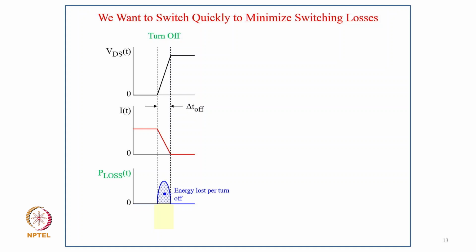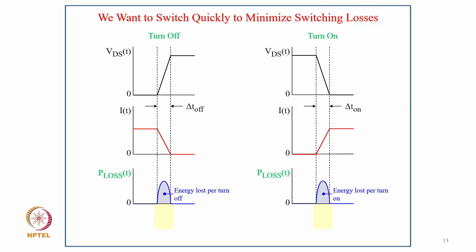The reason being that current is also high, voltage is also high, which is multiplication here. So during the turn off period, this loss is substantial. And similarly, the loss during turn on, when the device switches on, the VDS goes to 0. It does not go quickly, so during the turn on, delta T on, current builds up from 0 to the desired current, and the energy loss here also is substantial, as you can see. These two losses cannot be neglected.